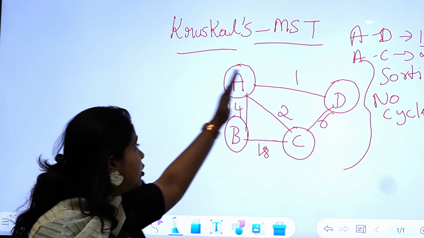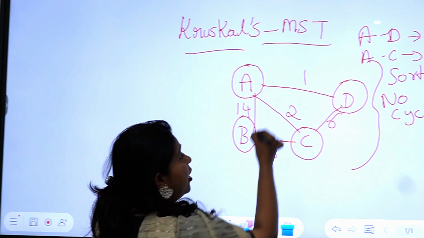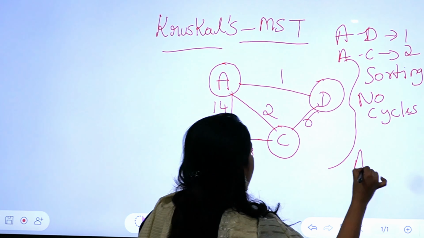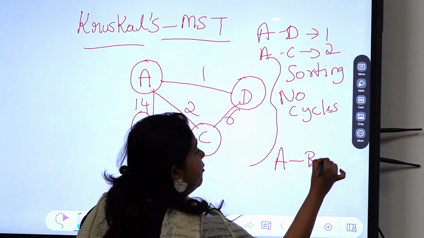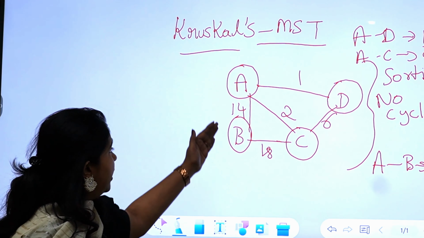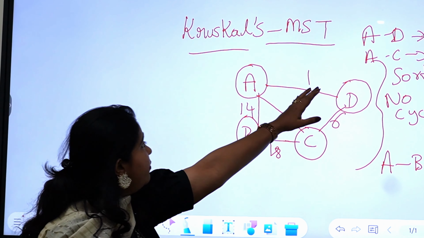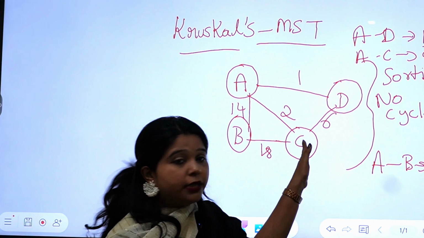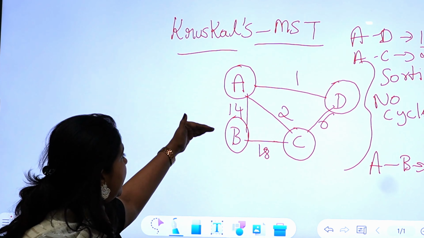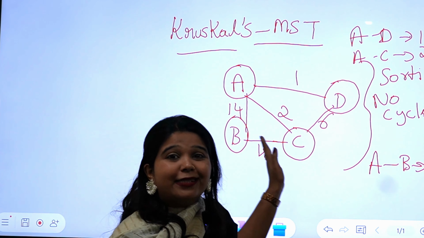Moving on to the next one, which is from A to B. Again, we'll check if it forms a cycle. No, it doesn't. So we can consider A to B, which is 14 in this example. And again, next we'll consider B to C. As we've already considered A to C with the weight 2 and A to B with the weight 14, we cannot consider B to C because it would again form a cycle.